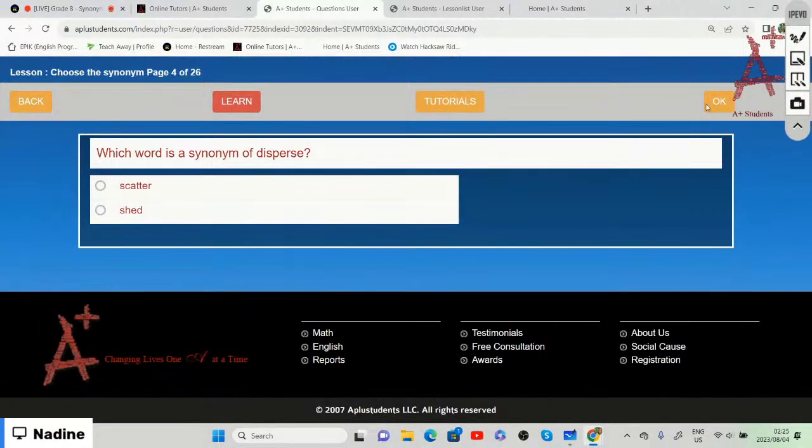All right, if you are told to disperse, what does disperse mean? Does it mean to scatter or to shed? To scatter or to shed. So disperse means that everybody needs to scatter.